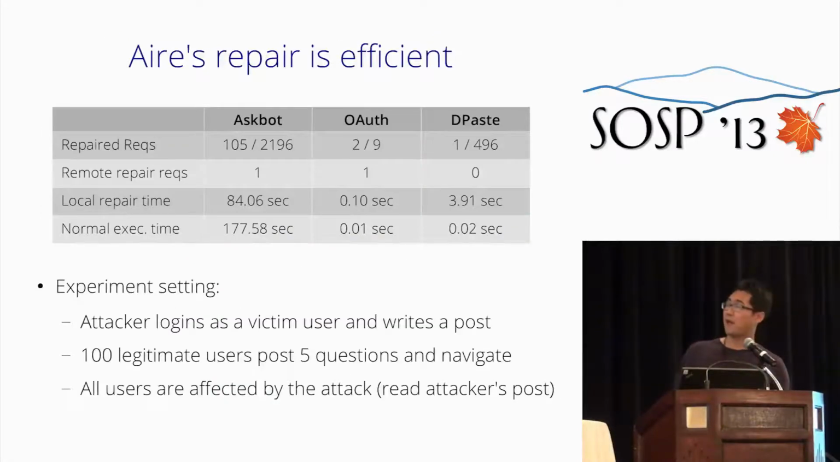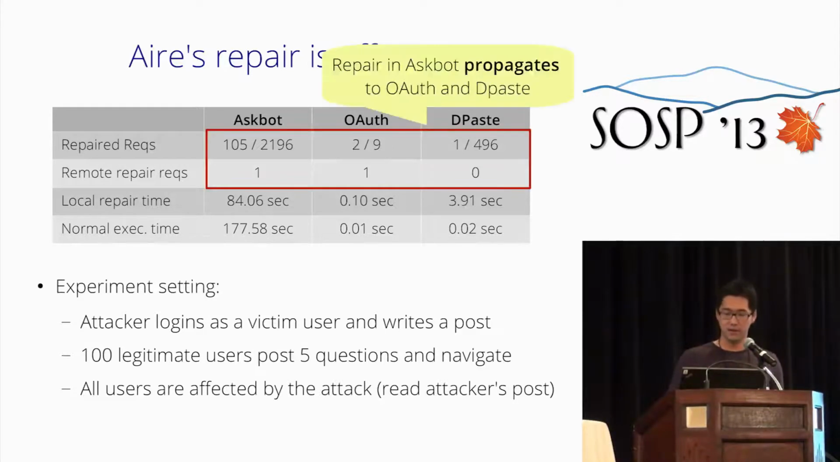We also check if Aire's repair is efficient. For the experiment, we introduced an attacker as in our previous picture, and the attacker logs in as victim users and writes a posting. And after that, 100 legitimate users post 5 questions independently and navigate through the forum. Then all users are affected by the attack, because they all read the attacker's posting. In order to recover from this attack, we initiate the automatic recovery from the OAuth provider and check if we can propagate this repair to Askbot and Dpaste accordingly.